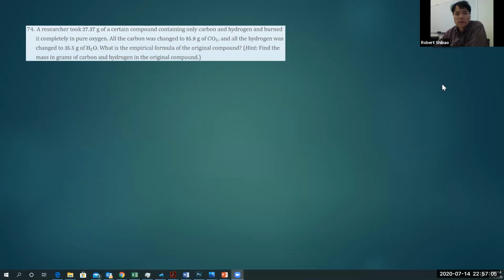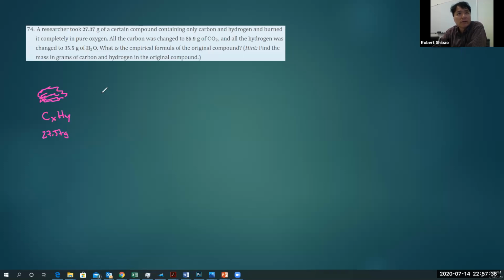So let's take a look at number 74. This is from your book. A researcher took 27.37 grams of a certain compound containing carbon and hydrogen. And so right now we have some compound here, CxHy, and we have a total of 27.37 grams. But we don't know what its composition is. But we do know it's carbon and hydrogen, and that's it.